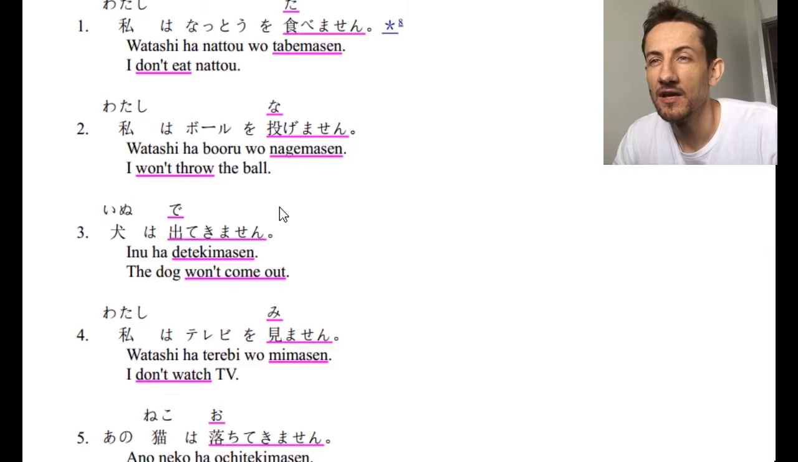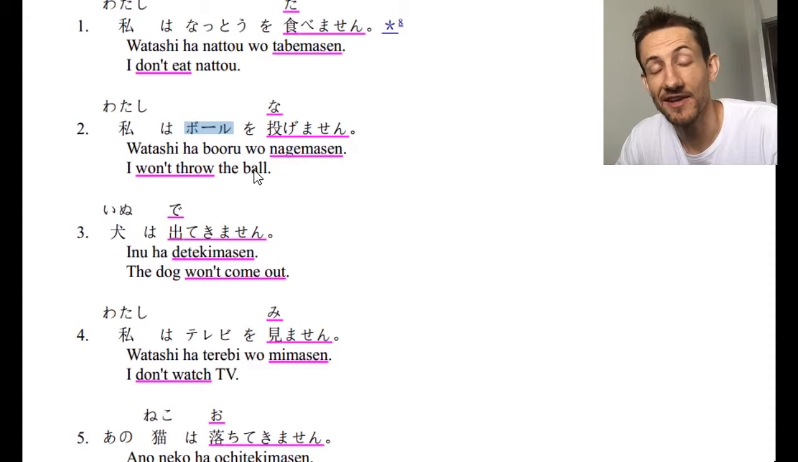Number 2, watashi wa bōru o nagemasen. I won't throw the ball. And here we have the katakana word for ball, boru. As you can see, it sounds very similar to ball. I won't throw the ball.